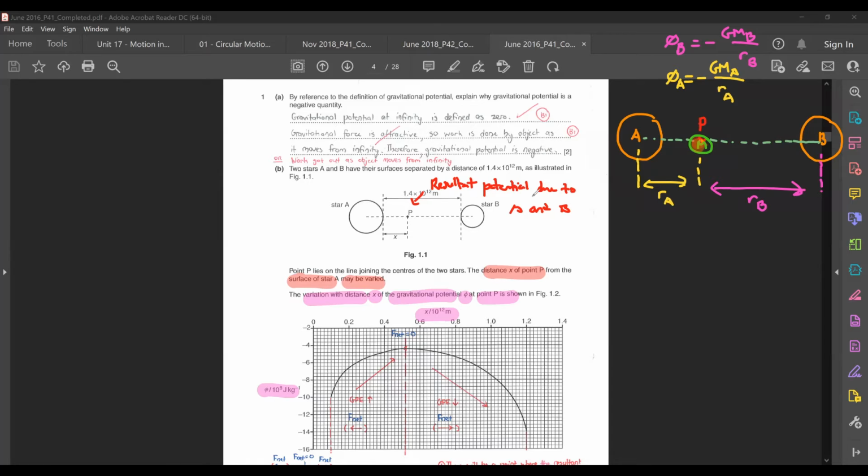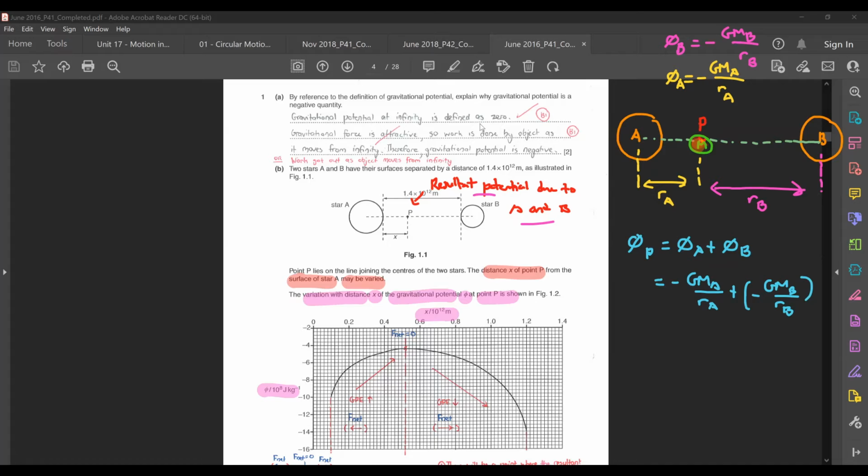Now when I want to find the resulting potential at P, which is the resulting potential due to A and B, what I can say is this: the potential at P is the potential due to A plus the potential due to B. So I get negative GMA over RA plus negative GMB over RB.